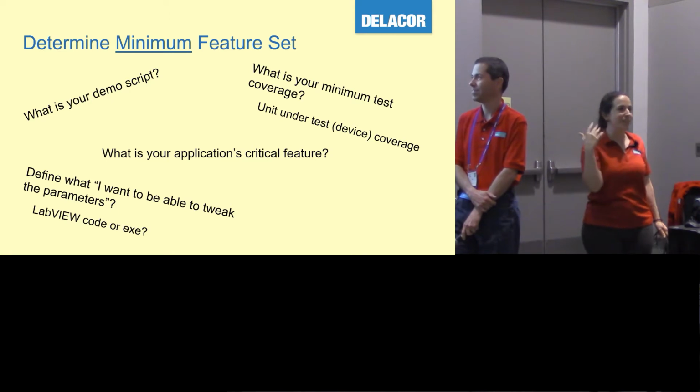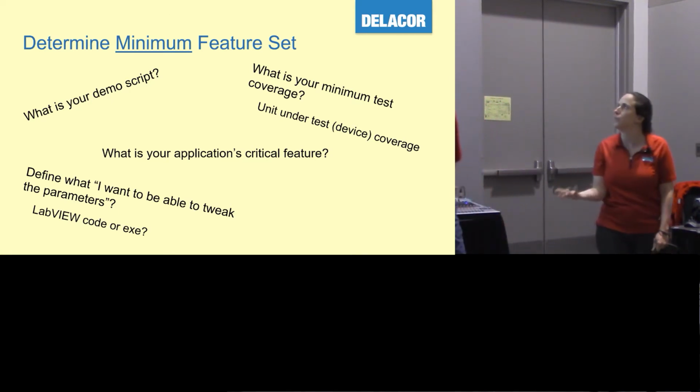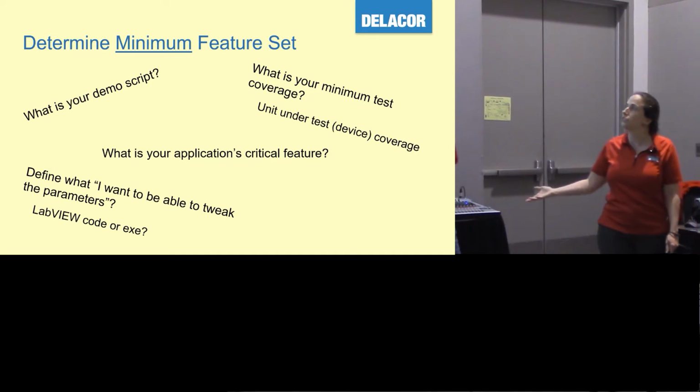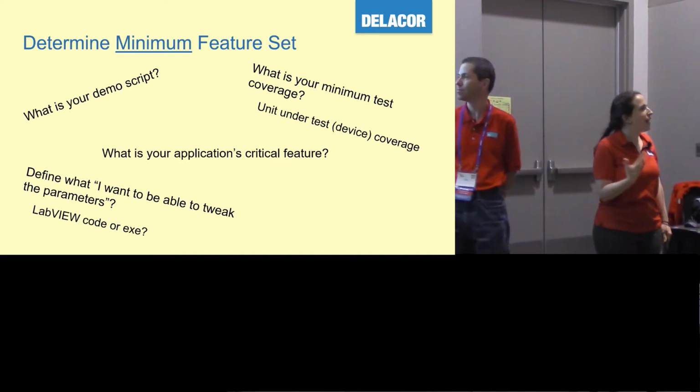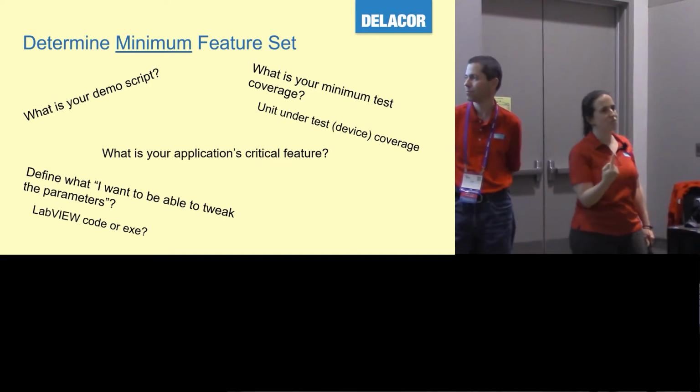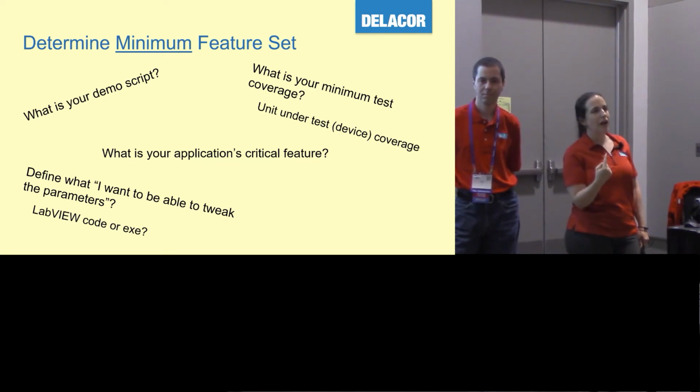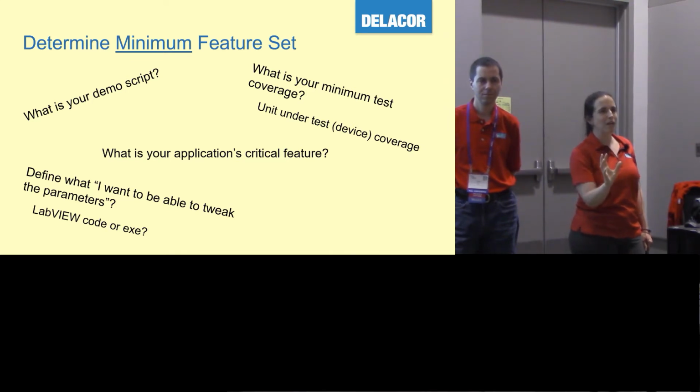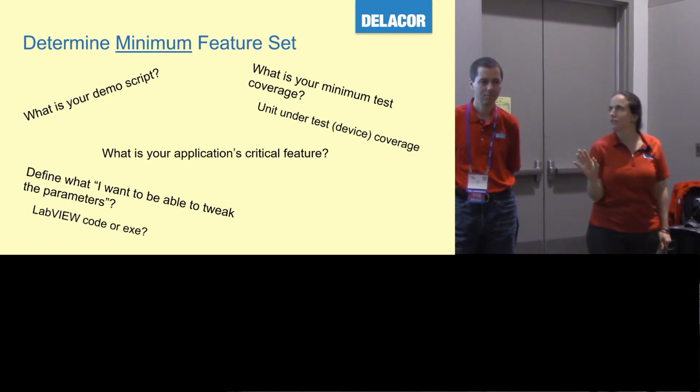All right. So what is your minimum test coverage would be something that you would ask if you're doing a test system, for example. What is your application's critical feature? Can you define what is the one thing that your software is supposed to do? And on this one, it's important to maybe ask 2 or 3 people in the group, right? Because you're going to find that everybody thinks that they are asking for the same thing, but they're not.